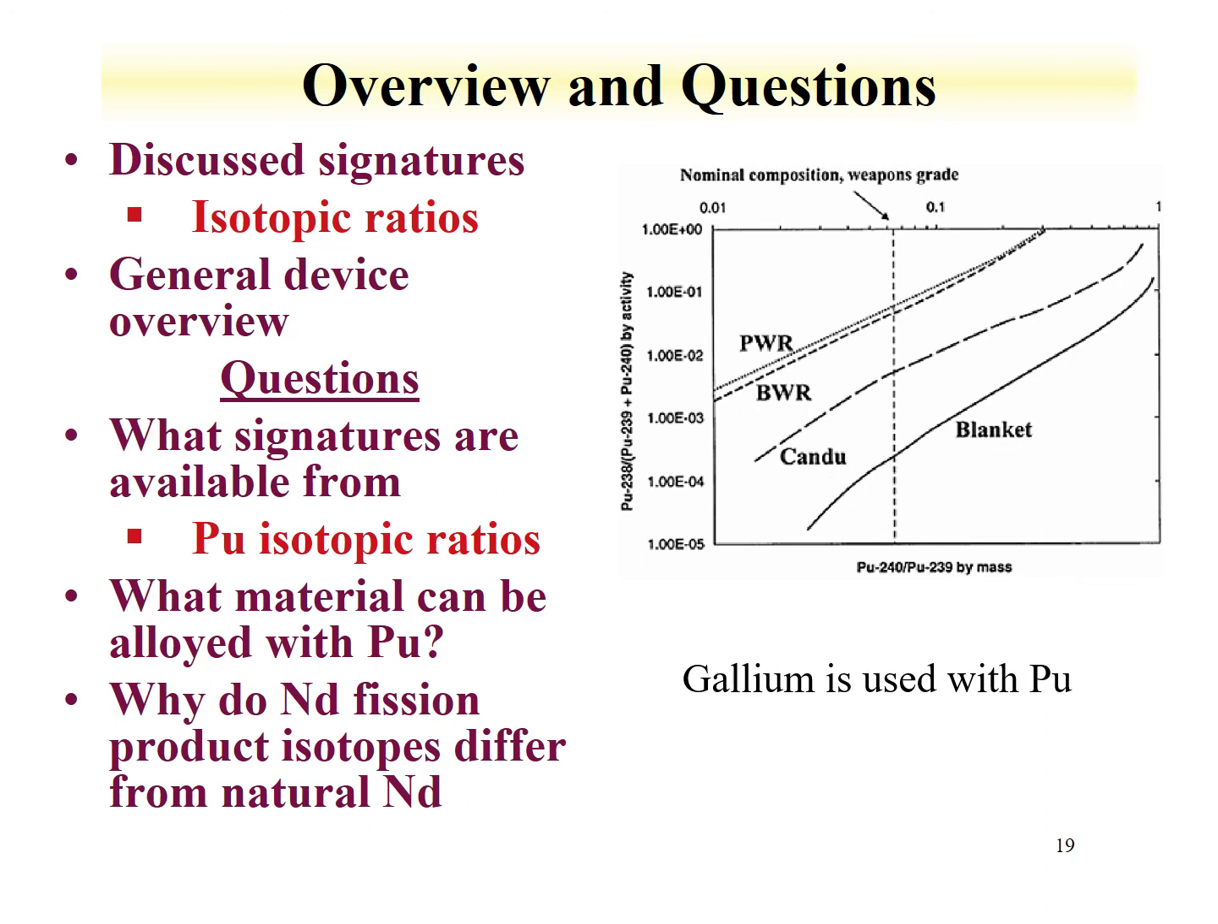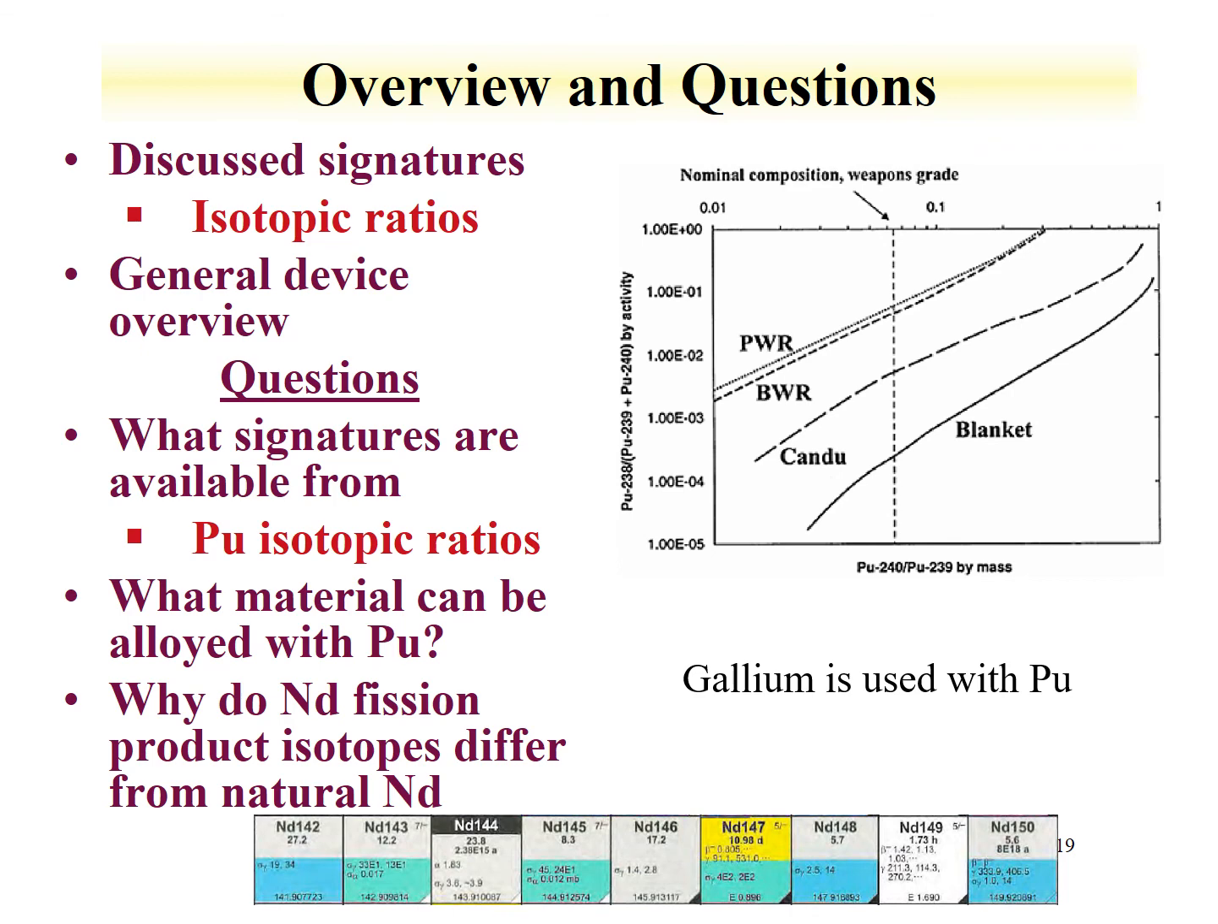And why do neodymium fission products' isotopics differ from the natural? This is primarily driven from neodymium-142. Neodymium-142 is 27.2% of natural neodymium, but it is not produced in fission, doesn't have a fission yield. So the fission product neodymium would not show this isotope, and you would be able to determine by looking at isotopic ratios of neodymium whether its nature was from a reactor or from natural.